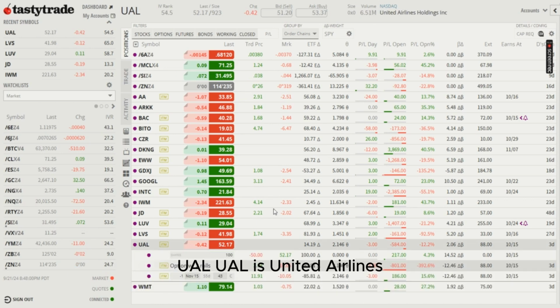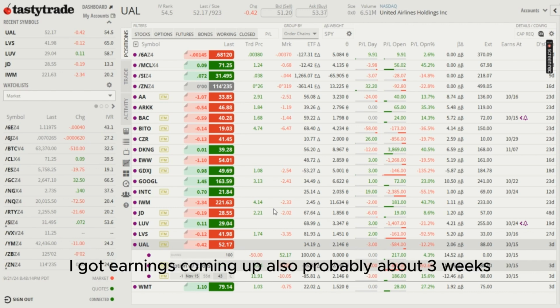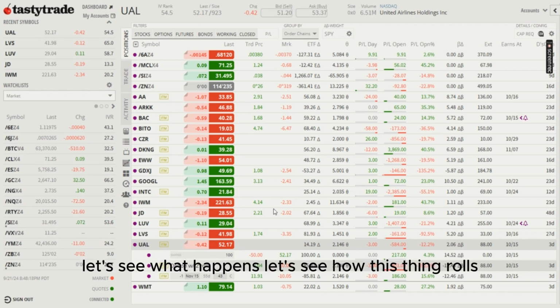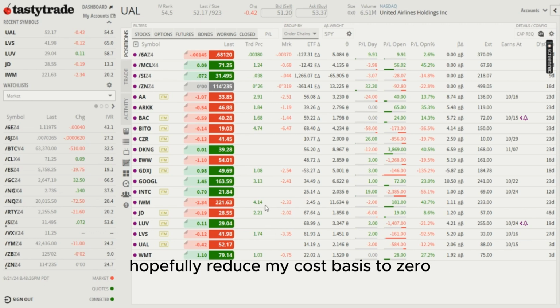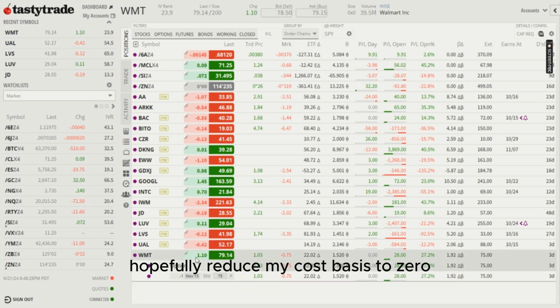UAL is United Airlines, which I actually rolled this call this week. It's a covered call of 100 shares. I've got a covered call at 43. I need the stock to continue to move up. And again, I've got earnings coming up also, probably about 3 weeks. Let's see what happens. Let's see how this thing rolls. And if I get a sign, great. If not, I'll continue to just roll the position out until I can hopefully reduce my cost basis to 0.